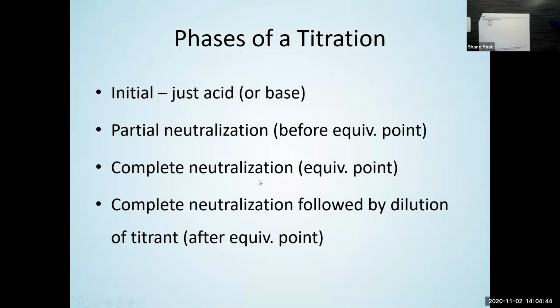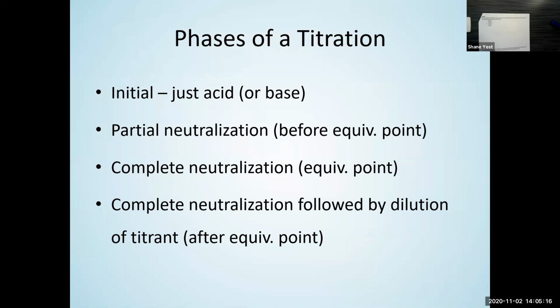So there will be different phases of the titration that we'll talk about. The initial phase, where you just have your solution of an acid or a base. We're going to talk about just acid-base titrations in this class. You can do titrations with different types of chemistry, electrochemistry, or other things, but we won't do that here. Let's focus on acid-base titration. So we'll have some solution with some amount of an acid or a base. That's our initial phase.